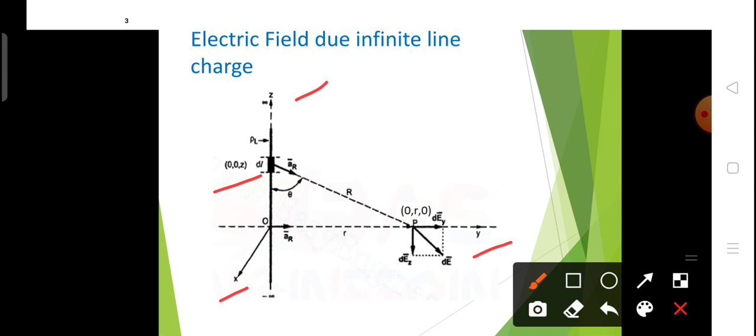Then we have another point P, which is located in the y direction. The point is located at 0, r, 0, which is shown in the figure. Then in the x direction there is no point. In the z direction we have infinite line charge and one point is located in the y direction. Now we are going to calculate the electric field at that point P.